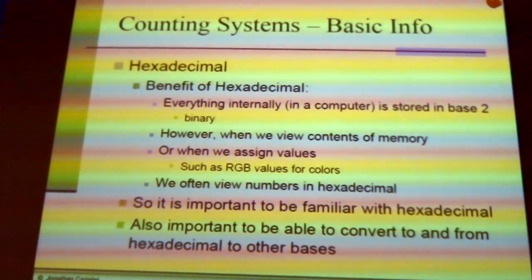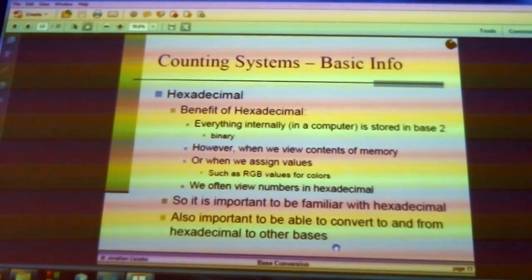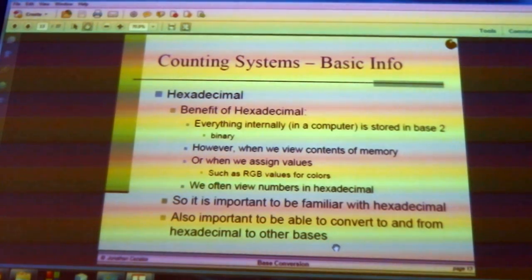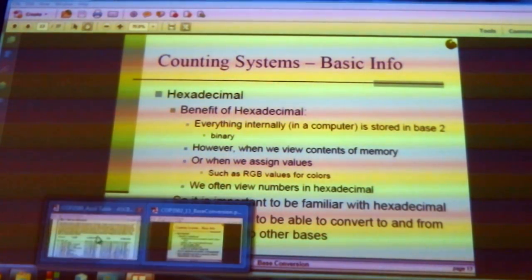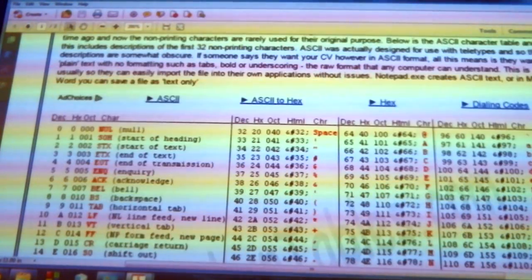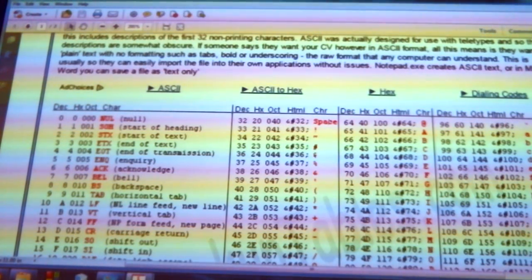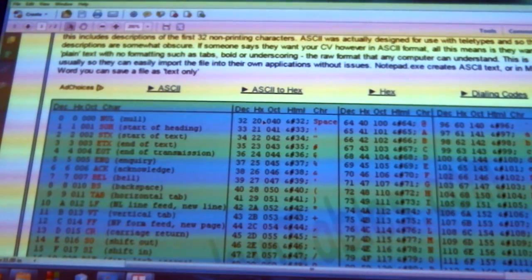So have you ever seen a URL on the website and it has a %20 in the URL? So that's a space. So here's the ASCII character chart. Here's the space. My hex value of that space is 20.